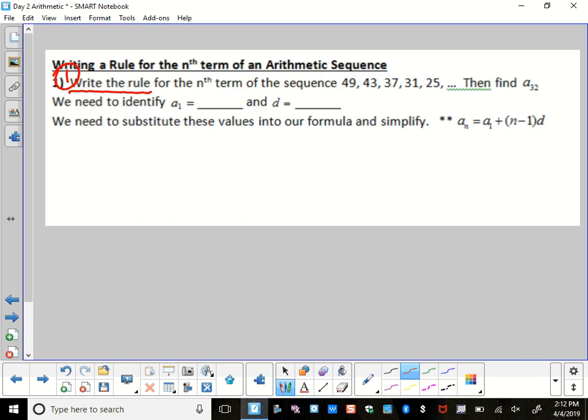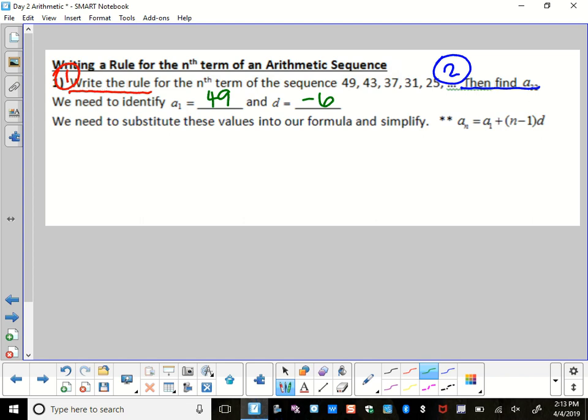We're first going to write the rule, and then we're going to find the 32nd term. These two steps are often forgotten about. You have to remember that they're asking you for two different things. All right, so once I've done that, we need to identify what is my first term? 49. And what is my difference here? How do I get from 49 to 43 to 37 to 31? Minus 6. You're subtracting 6. Good.